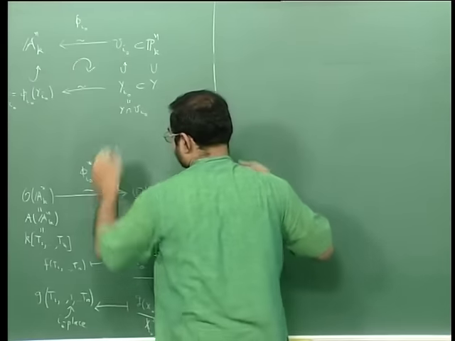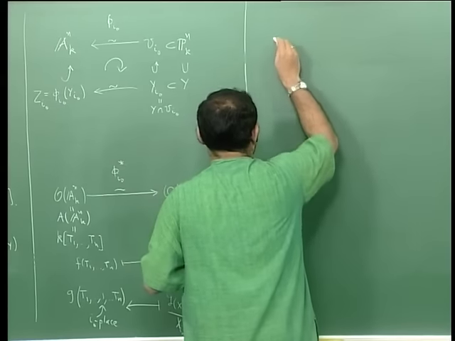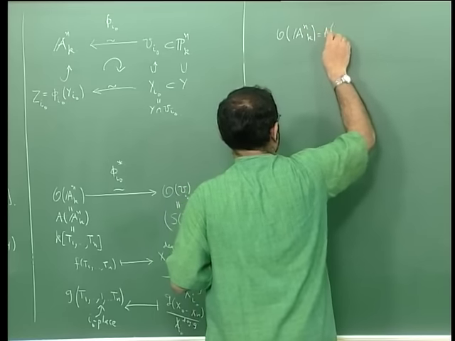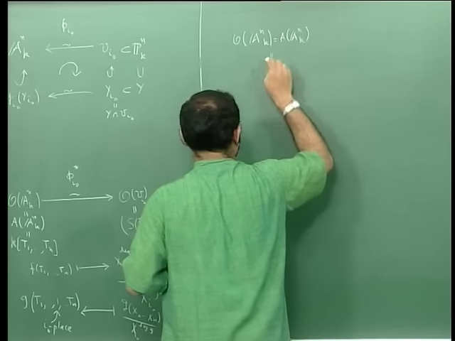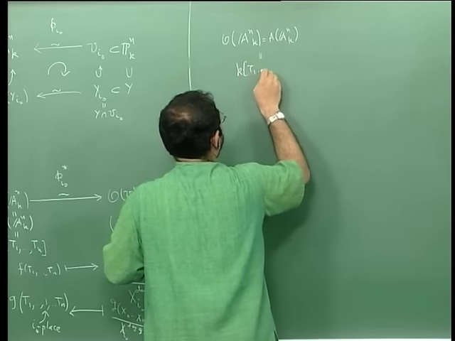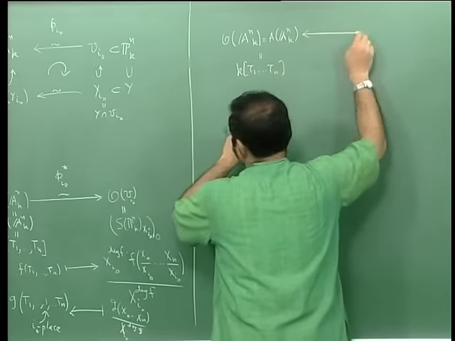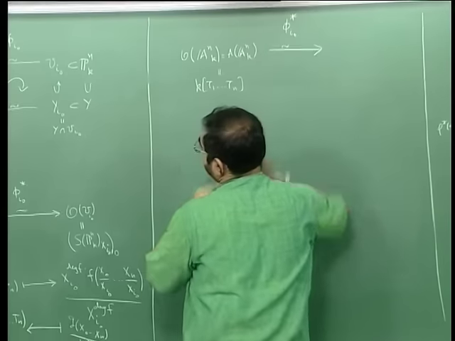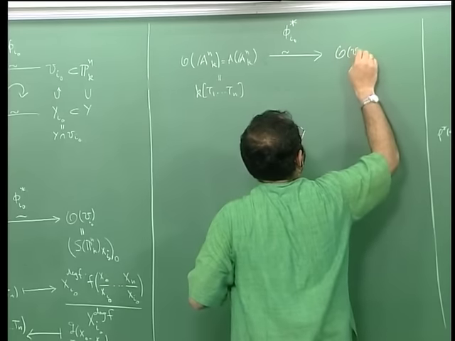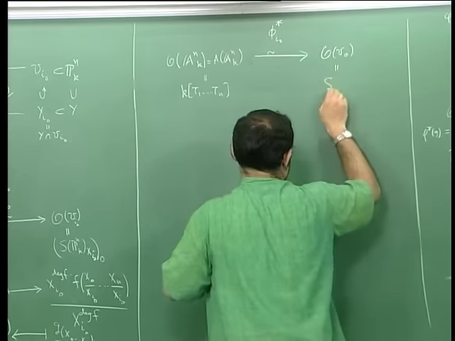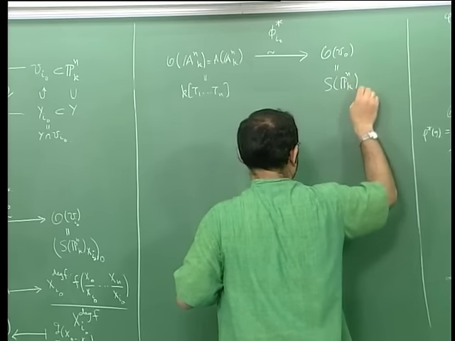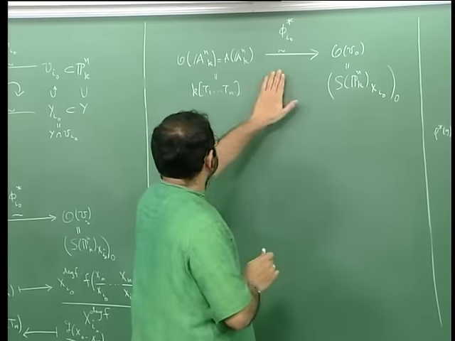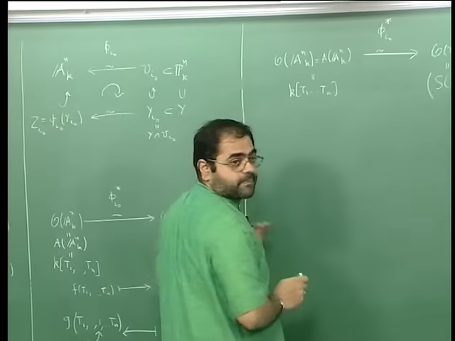So what's happening here? Let me write this part alone there. So I have O of An, which is A of An, which is K[T1, ..., Tn], and I have this phi_i0 star to O(U_i0), which is S of Pn localized at x_i0, take the degree 0 part, this is what it is. So this is just a translation of this arrow into commutative algebra.